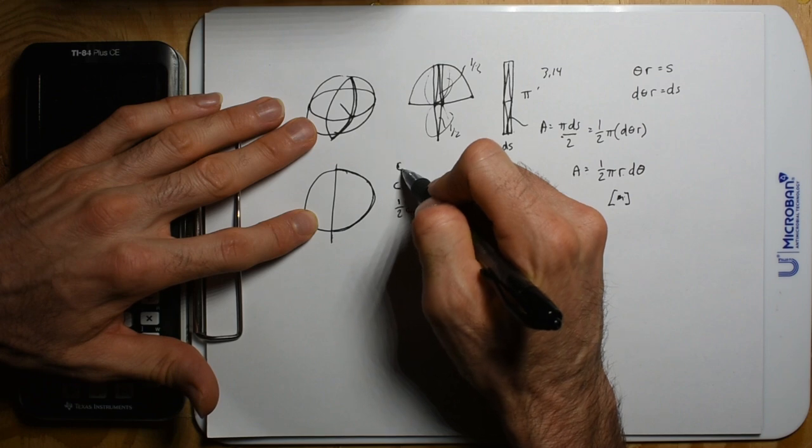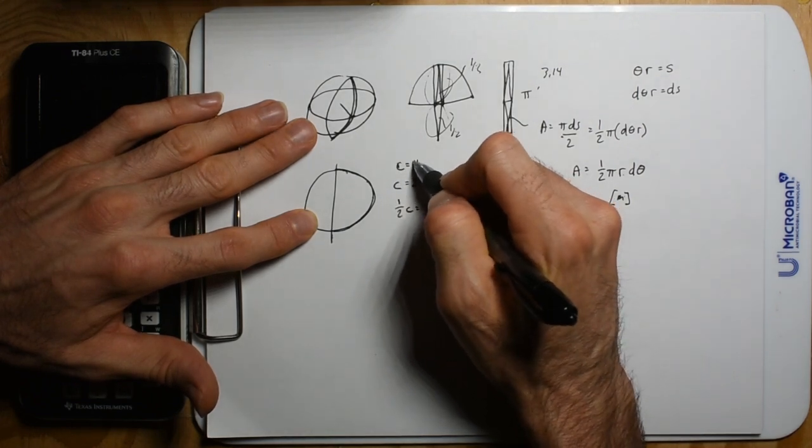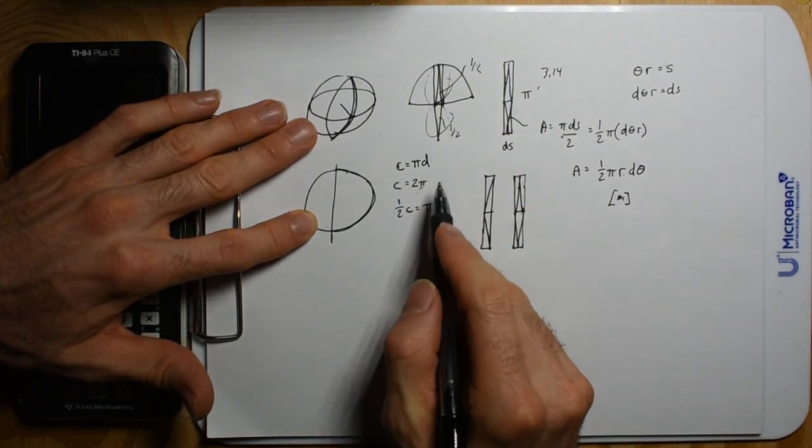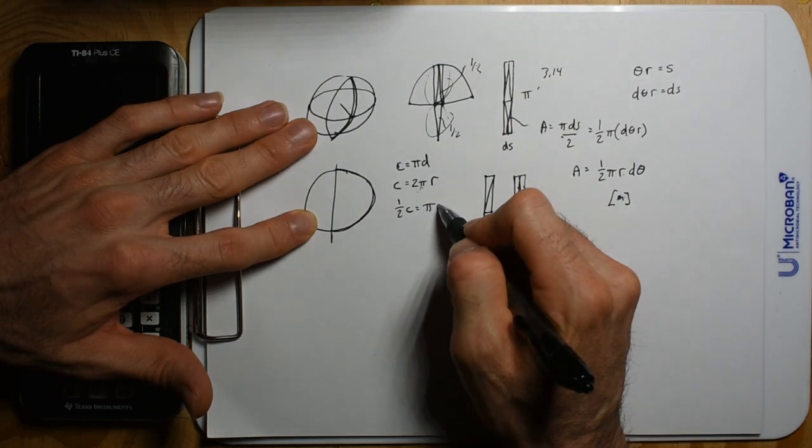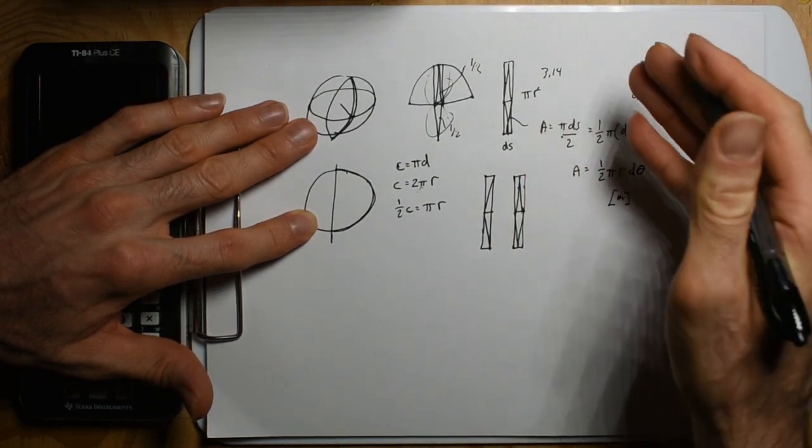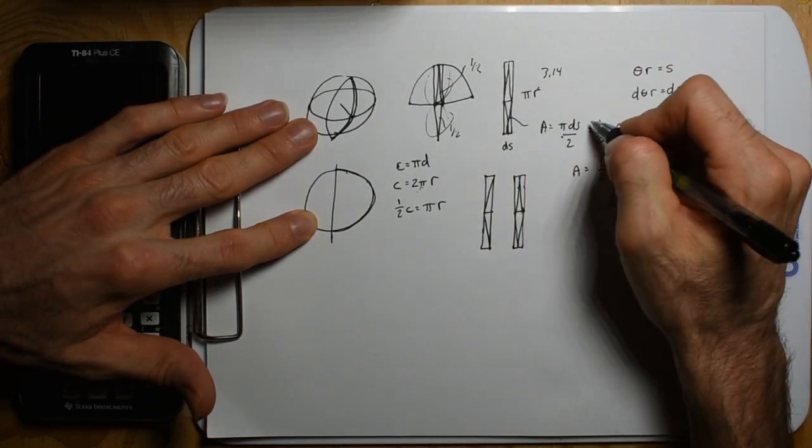I think I messed it up because circumference is pi d. So there was my mistake. I just dropped the r. So here we go, we have pi r. And now let's do it again.